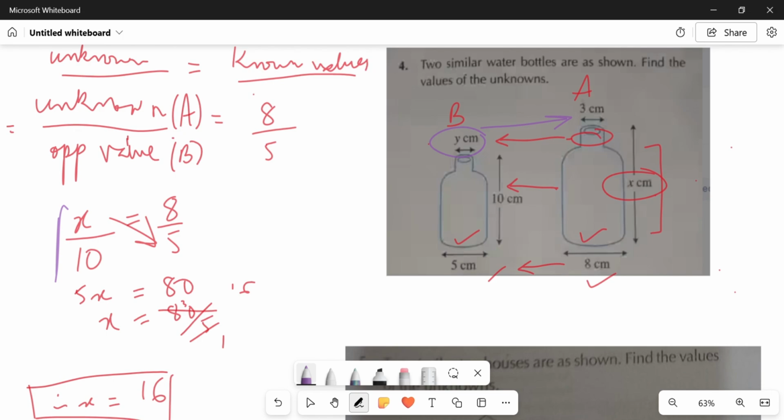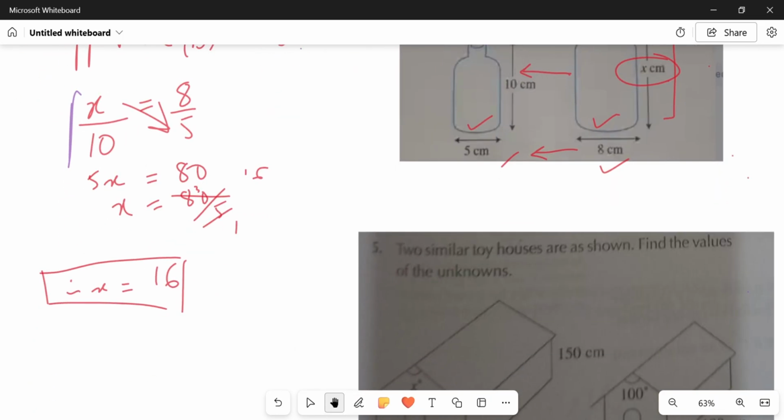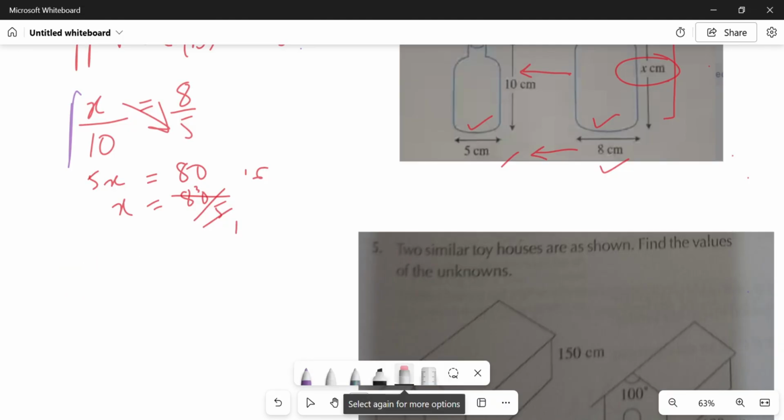Now for the known values, you are talking about the smaller bottle first, so the numerator is the data for the smaller bottle. Here 5 centimeter over 8 centimeter. Before, you mentioned 8 centimeter over 5 centimeter because you were talking about the bigger bottle. Now you're talking about the smaller bottle. Are you getting it, students? Then you need to cross multiply and we'll get the answer. Let me solve it for you. Let me erase this.